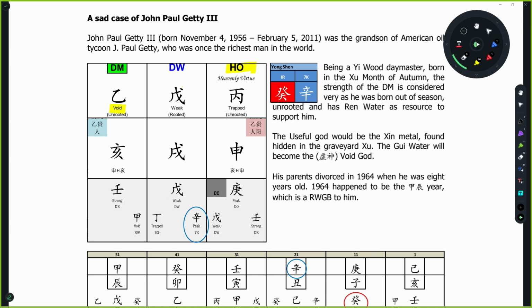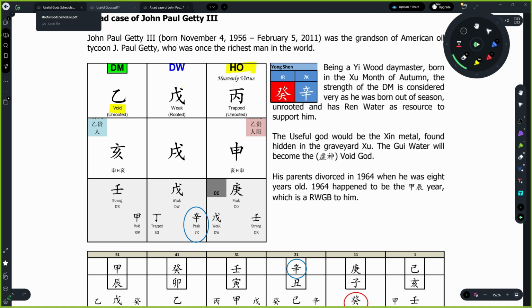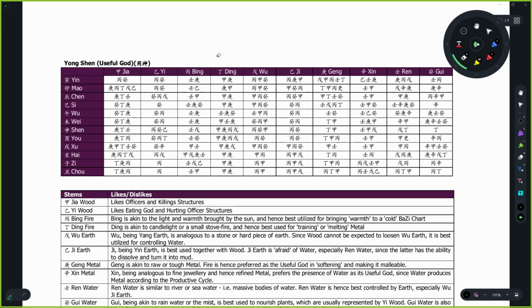All right. Now let's take a look into the schedule and find out what will be the Useful God for a Yi wood day master born in October. So the schedule of a Yi wood day master born in the month of the dog will then find Gui water and Xin metal.